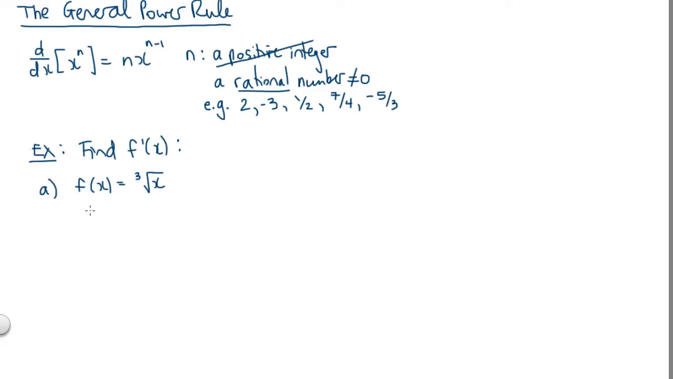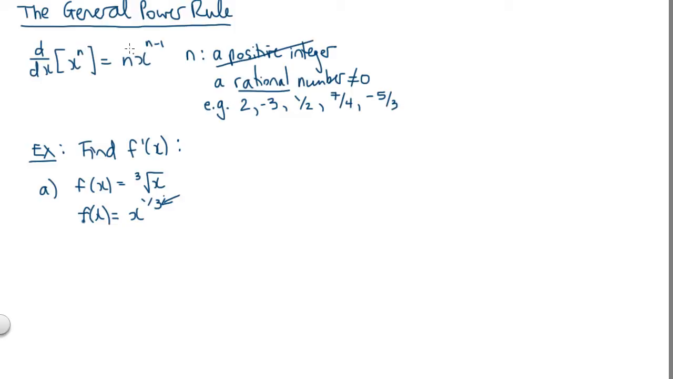Let's remember that f of x can be rewritten as x to the 1/3. If you're dealing with a root, whether it's a square root or a cube root, you can express that root as an exponent, and the denominator of the exponent, in this case 3, represents the type of root you're dealing with. So f of x is the same thing as x to the 1/3. Now that we've rewritten this, we can use our power rule just as usual.